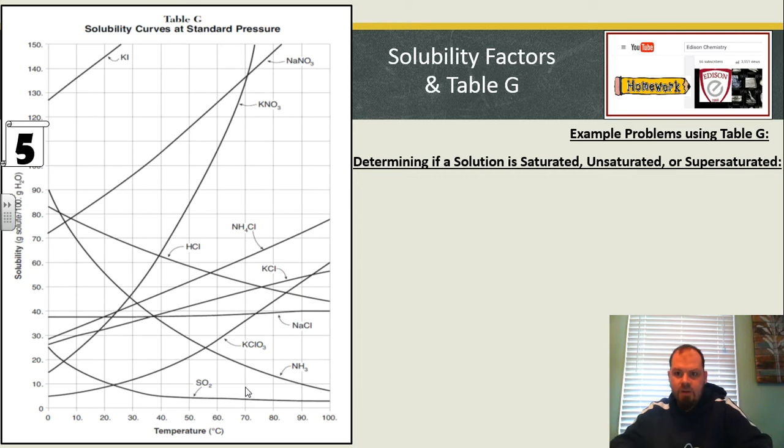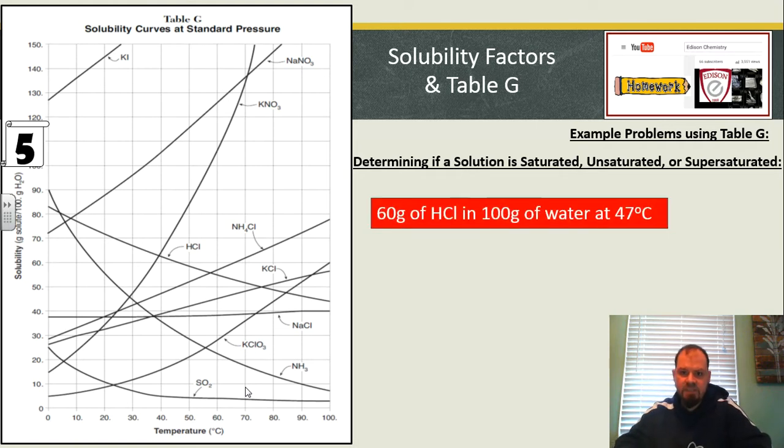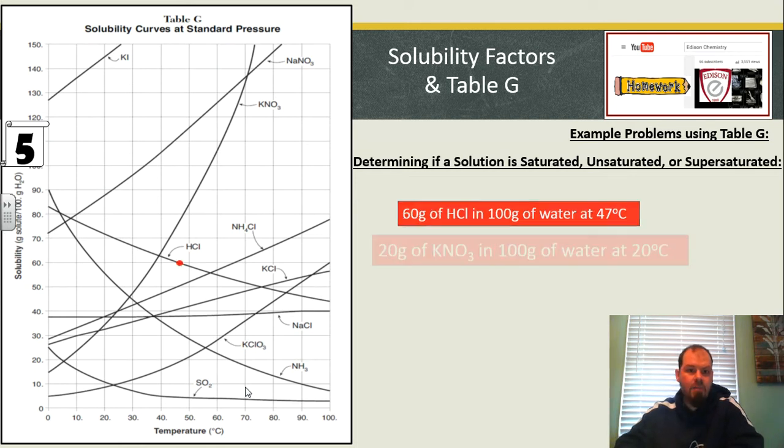All right, first part, determining if it's saturated, unsaturated, or supersaturated. So remember, this is the first part that we just learned in the notes. Saturated is on the line, unsaturated is below the line, supersaturated is above the line. So first example, 60 grams of HCl in 100 grams of water, which is a lawyer statement, which means use the chart as it is, at 47 degrees. So I'm going to start at 47 degrees. I'm going to go up.